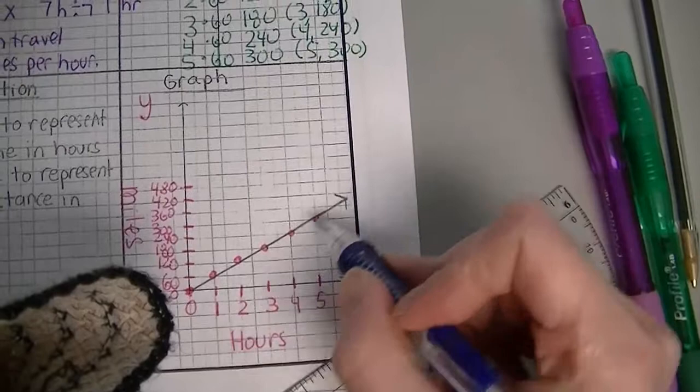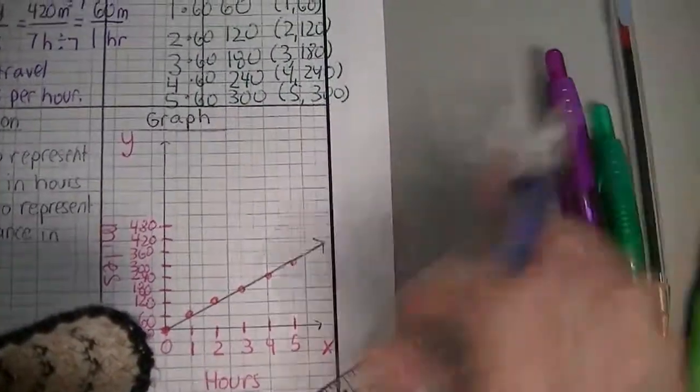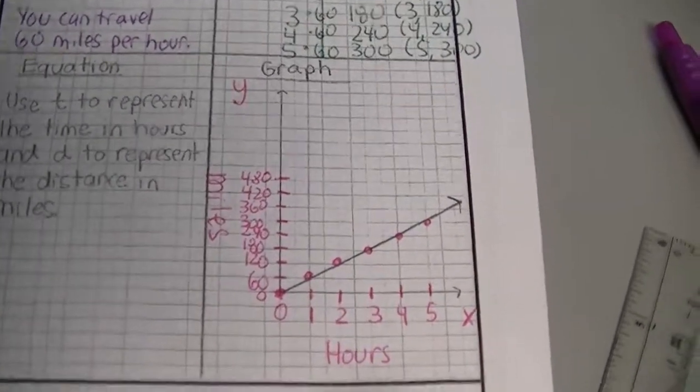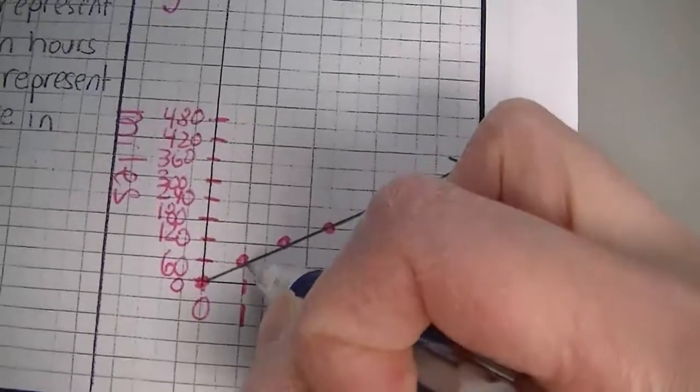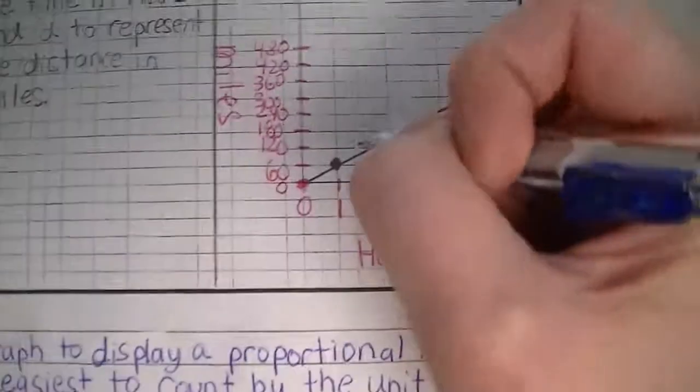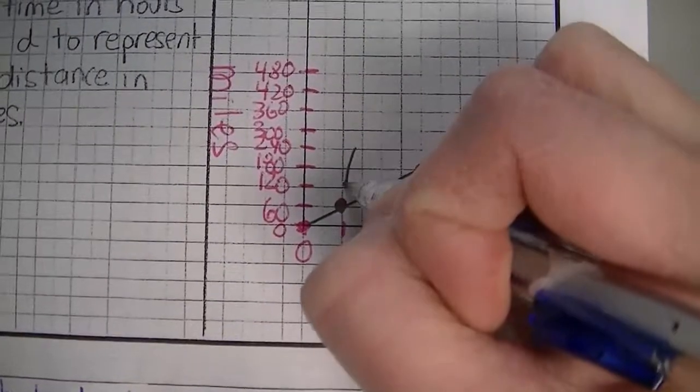Okay, and we're going to put an arrow on there to signify that you can be traveling for a really long time, more hours than just what's listed on the graph. All right, so that's what we have right there. You'll notice that right here, this ordered pair is the unit rate. I'm going to go ahead and label that just so you know.